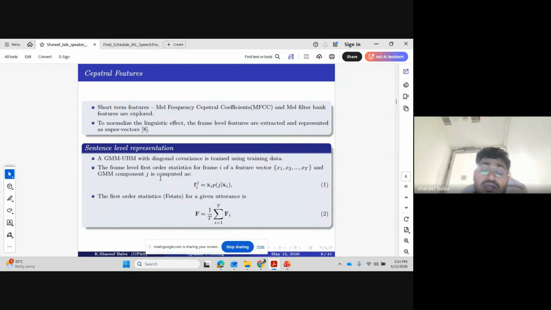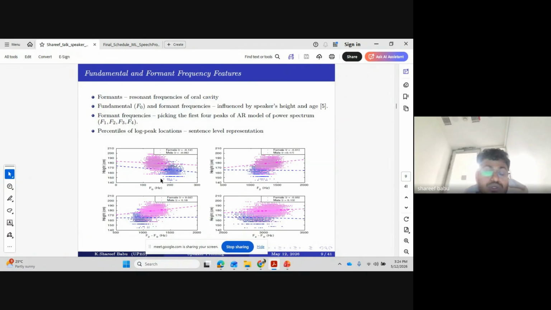Information in the given settings. Along with this, we try to explore something called formant frequencies. Formant frequencies are treated as the resonant frequencies of the oral cavity. Oral cavity means the mouth region, where these frequencies are resonated.